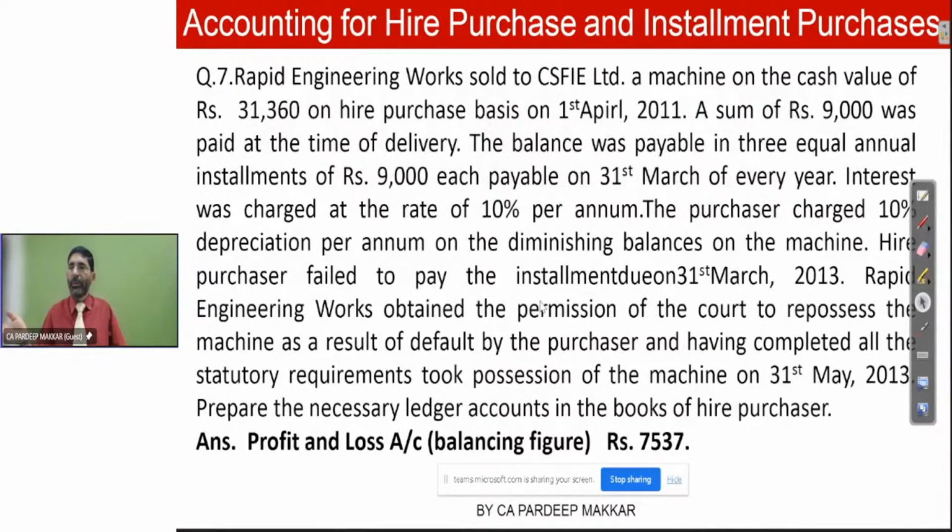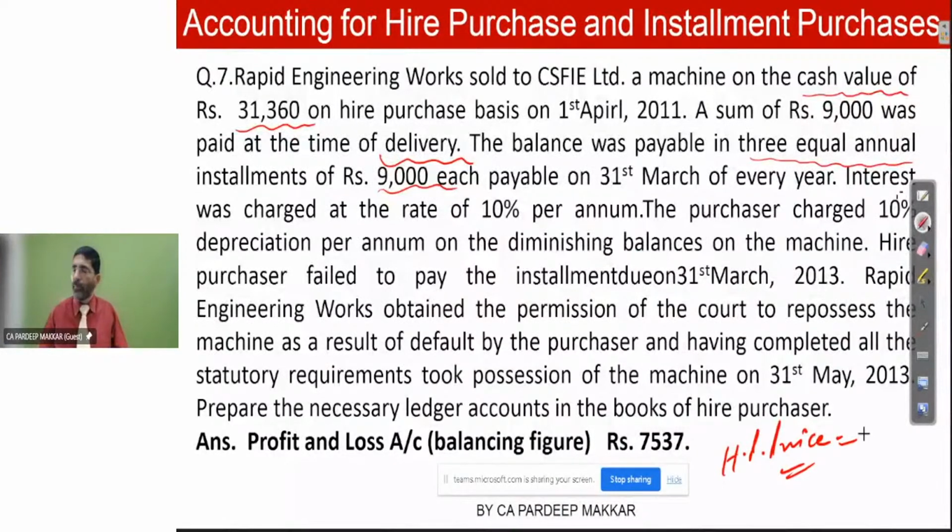As he has already mentioned, the cash value of the asset is 31,360, beta. A sum of rupees 9,000 was paid at the time of delivery, and the balance to be payable in three equal installments of rupees 9,000 each. So HP price is also given to you. How much is the HP price, beta? कितना आपका HP प्राइस है, फटाफट बोलो. HP प्राइस बताओ कितना आ गया, फटाफट. Very good.